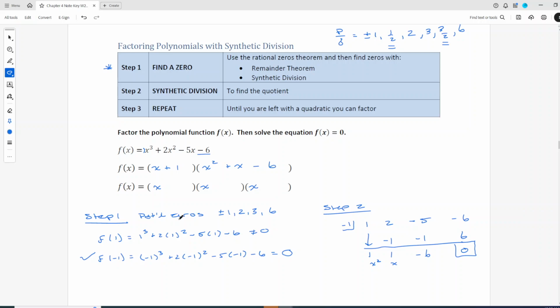And that's the process. The only thing that we can do to make this harder is start with a quartic or a quintic function, so that you have to do this process a couple times. But we don't have to repeat, because I've got myself down to a quadratic which I can factor. So this x plus 1 remains a factor. Then I'm going to say, what are two numbers that multiply to give me -6 and add to give me 1? That's going to be plus 3 and -2.